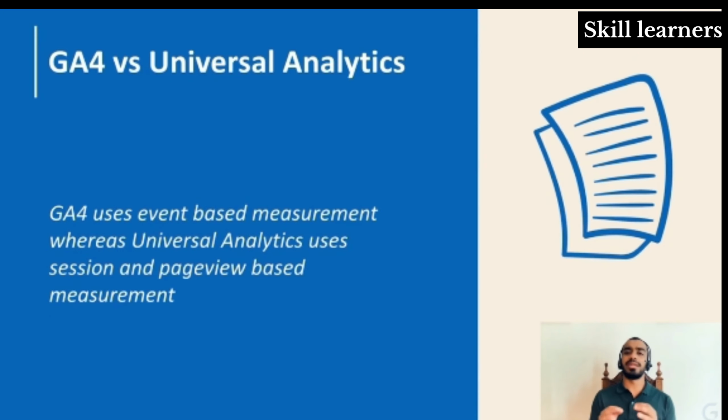So within Google Analytics, there are two types: the Universal Analytics, which was used earlier, and now they have another version which is called GA4, or Google Analytics 4. The key difference between both of these is Universal Analytics is session based or page view based, whereas GA4 is event based. So on Universal Analytics, you'll be able to see data basis the number of sessions, basis the number of page views, whereas on GA4, you'll be able to see basis the events that they perform.